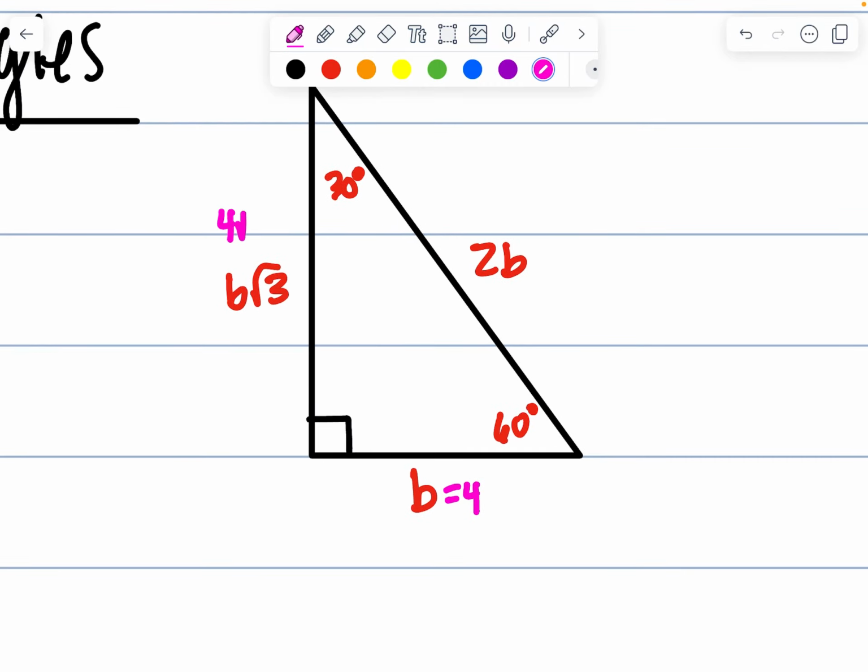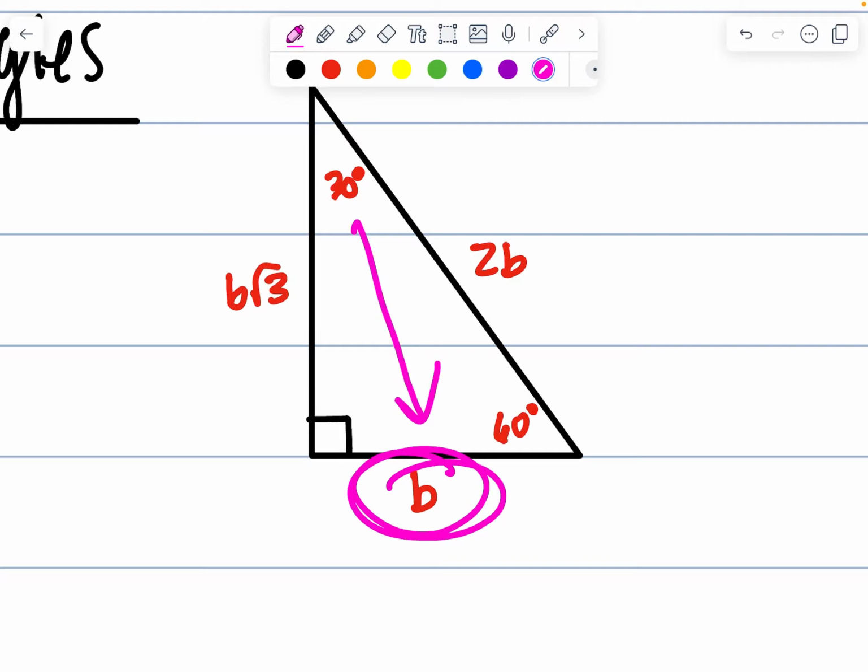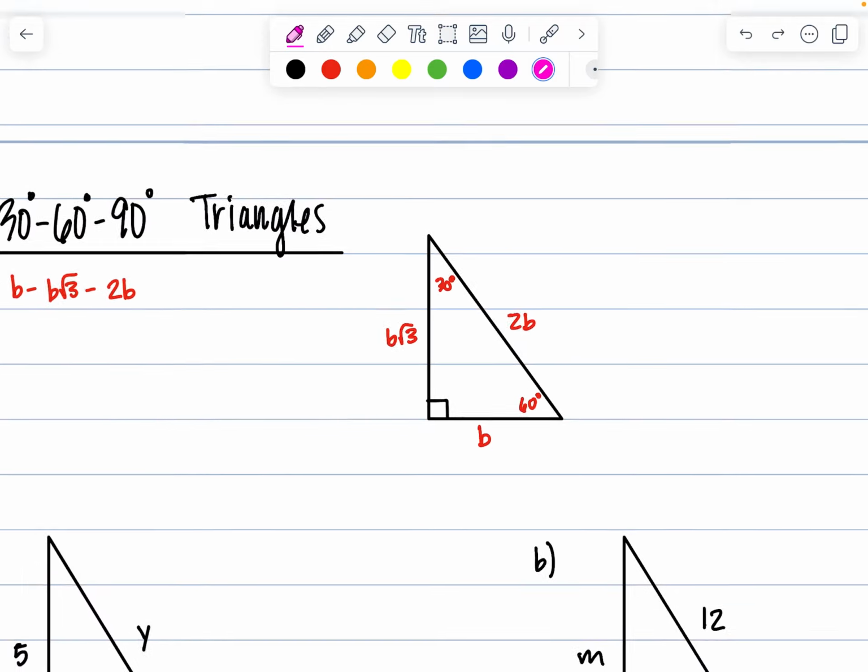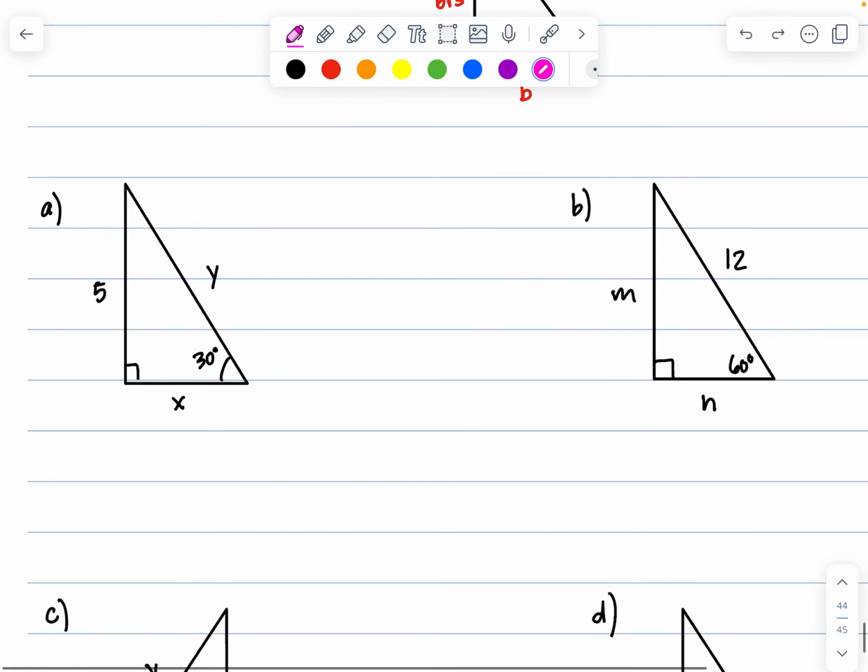If, for instance, I have a leg across the 30 that is 4, then this is going to be 4 times root 3, and this is going to be 2 times 4, which is equal to 8. That's pretty much how this goes. If you know what B is equal to, the side directly across the 30 degrees, this hopefully is a piece of cake.